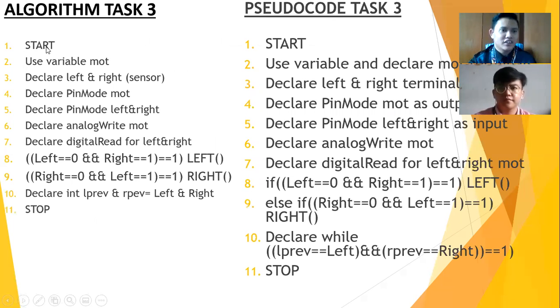We start first and use variable mode and declare left and right sensor. Number 4 is declare pin mode. Pin mode MOT is motor. So number 5 is declare pin mode left and right. And number 6 declare analog right. Number 7 declare digital read for left and right.